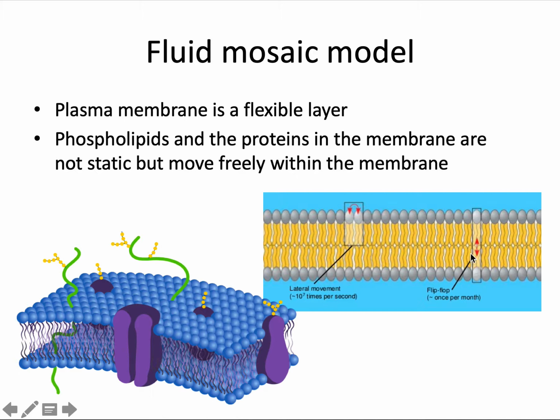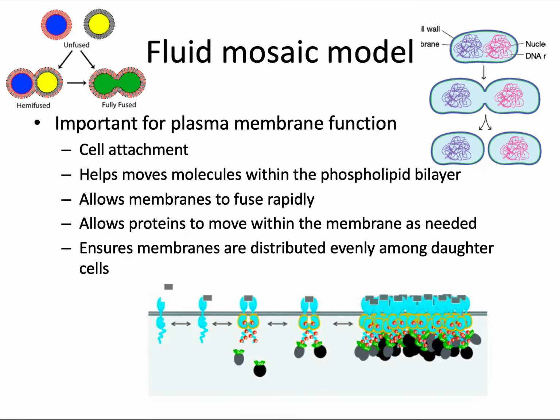You could also have a flip-flop where it turns on its head, and so this becomes this, and that changes position with that one. So these movements are always going on within the fluid mosaic model. The importance of such a model is that it makes it easier for cells to fuse. So cell membranes can easily fuse with vesicles, which are also made up of similar membranes surrounding them. It's easier for cells to attach to one another.